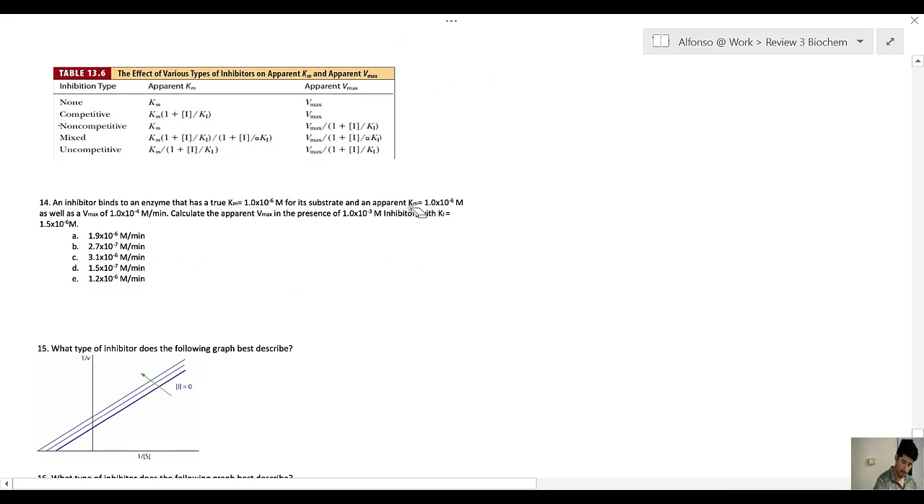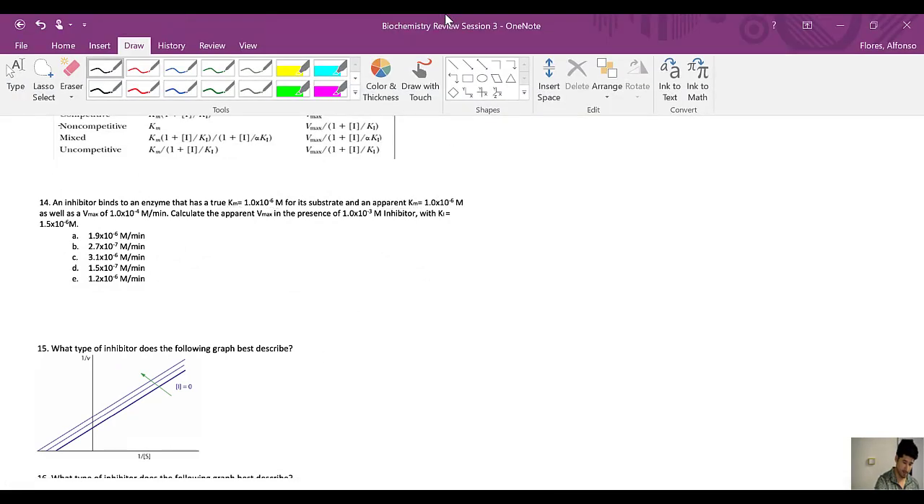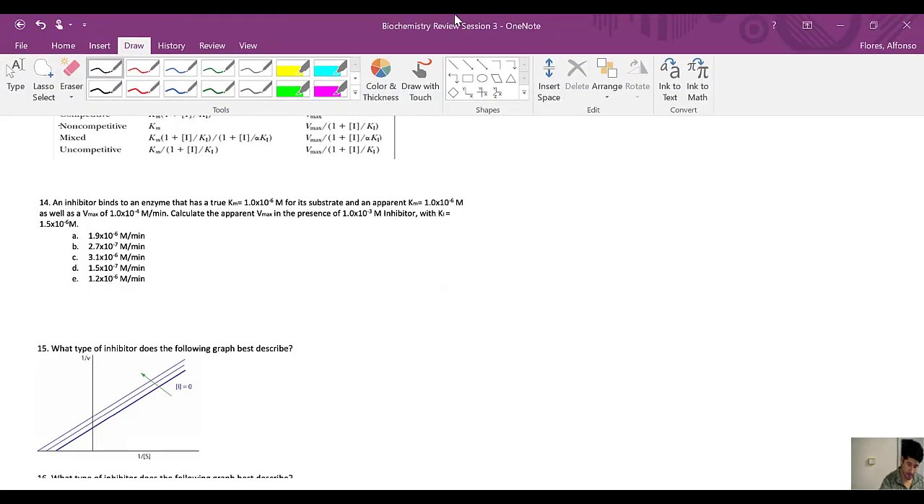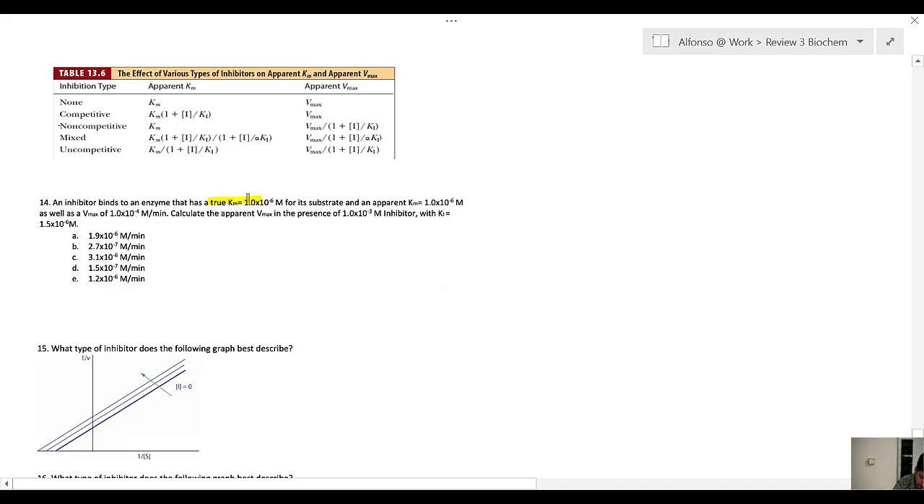Number 14. Okay, so an inhibitor binds to an enzyme that has a true Km of 1.0 times 10 to the negative 6 for its substrate and an apparent Km of 1.0 times 10 to the negative 6 molar. Look at this. The Km values, the true Km and the apparent Km, are the exact same. So what type of inhibitor do we have?